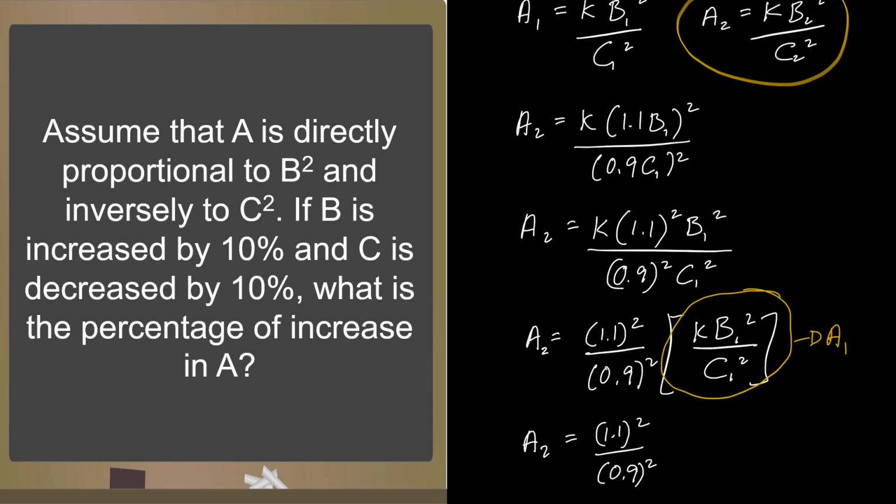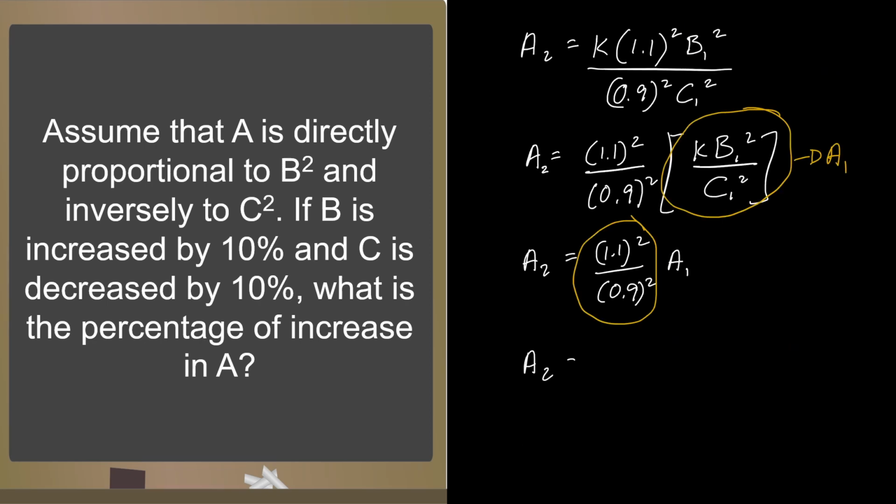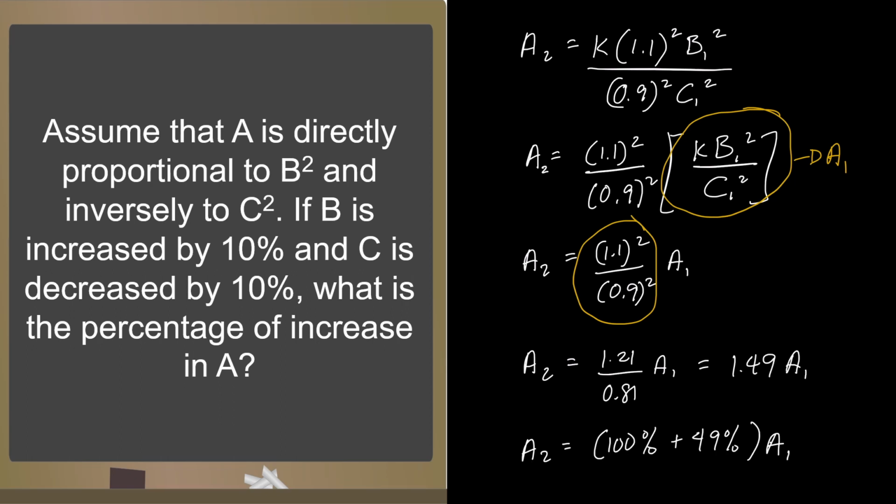Now let's evaluate this whole constant. A2 is equal to 1.21 divided by 0.81 A1, which is actually equal to 1.49 A1. In short, we can express A2 as 100% plus 49% of A1. Therefore, the answer to the question is 49%.